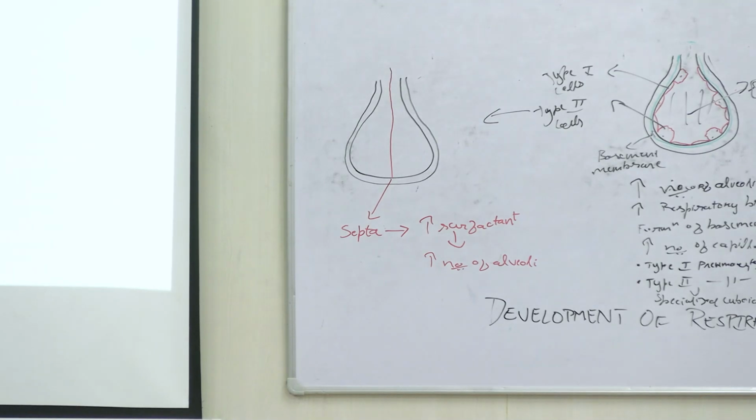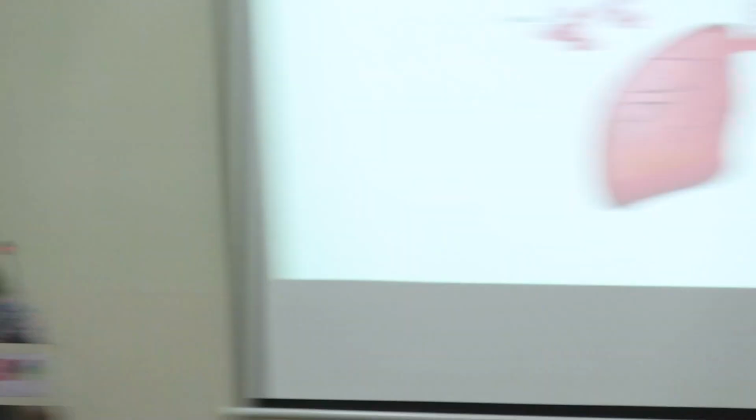Any doubts? This is how the formation of your bronchioles and lungs takes place in the developing embryo. All this happens from the third week and extends up to 8 years. Any doubts?